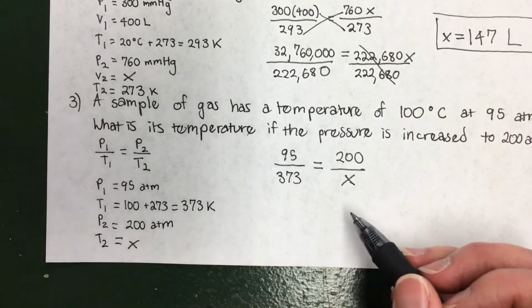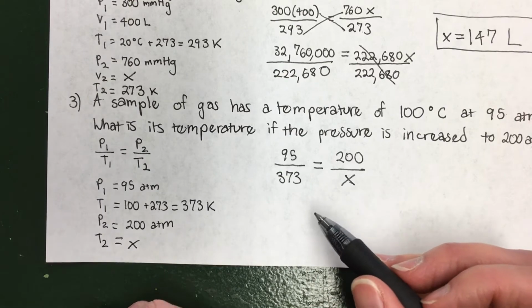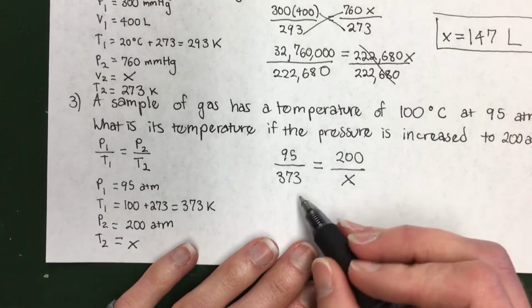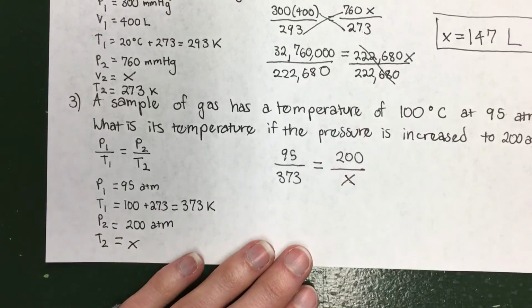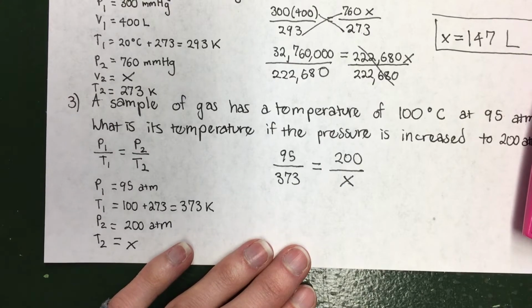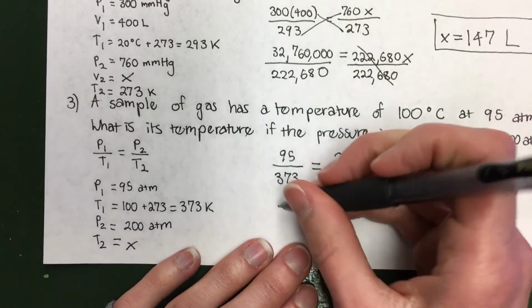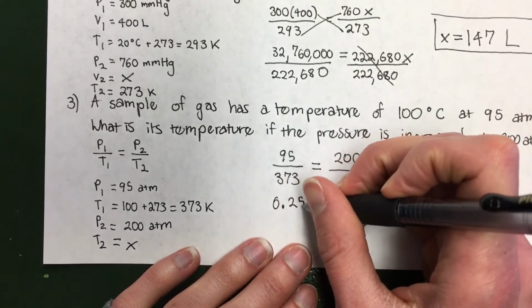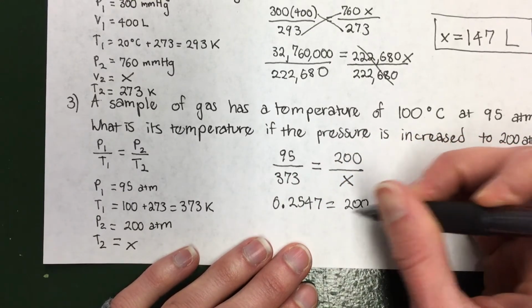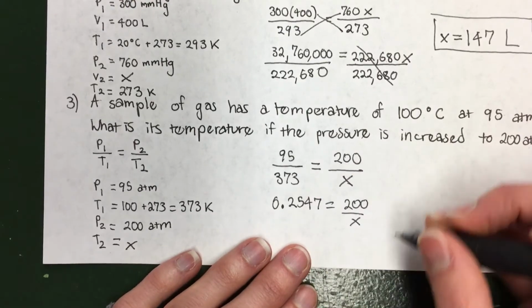And put that on opposite sides of the equal sign. Or something else you could do is divide, and I'll do it this way this time, divide 95 divided by 373. So that equals 0.2547 over 200x. And then multiply both sides by x.